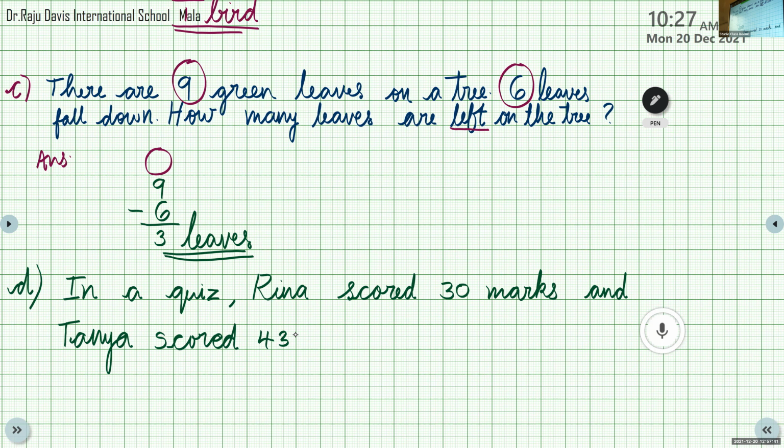S-C-O-R-E-D, 43. Now who scored? W-H-O. Who scored? Who got more? What is the spelling of who? More, M-O-R-E, more. Who scored more and by how many marks? And by how many marks? We will discuss tomorrow.